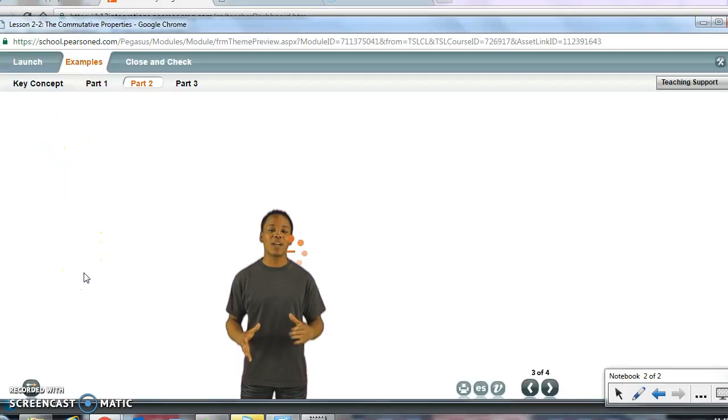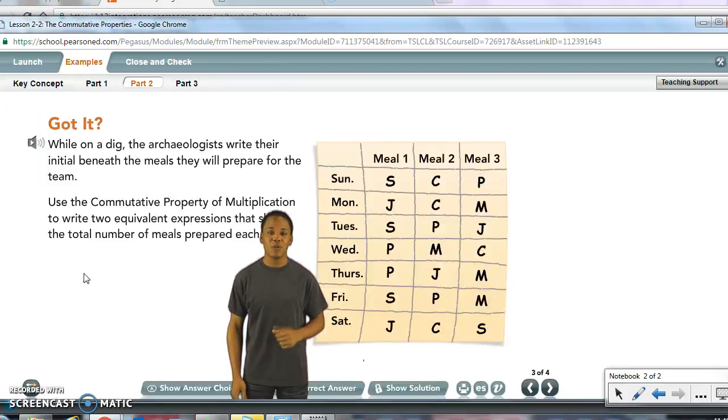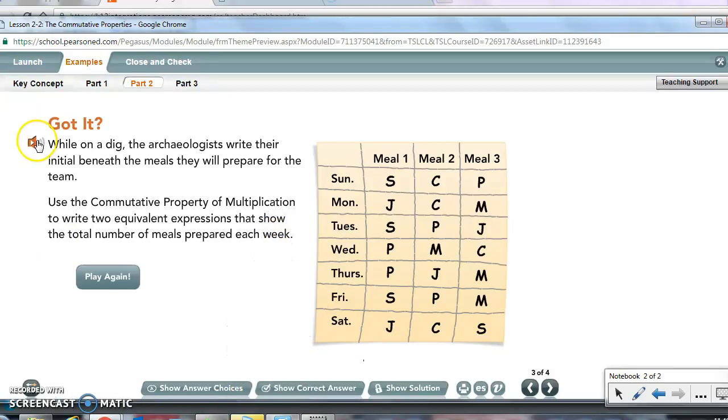This chart is similar to the rectangular grid in the intro. You can use it to think about the commutative property of multiplication. What would the chart look like if the days of the week were written across the top instead of down the side? Would the number of meals per week change? While on a dig, the archaeologists write their initial beneath the meals they will prepare for the team. Use the commutative property of multiplication to write 2 equivalent expressions that show the total number of meals prepared each week.